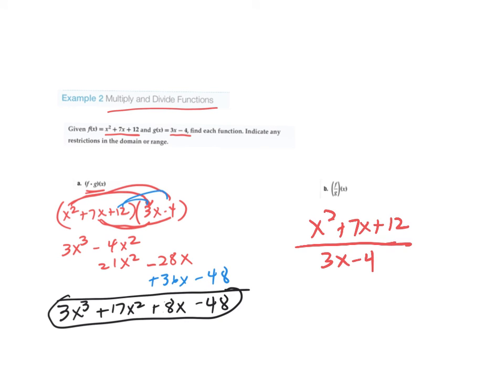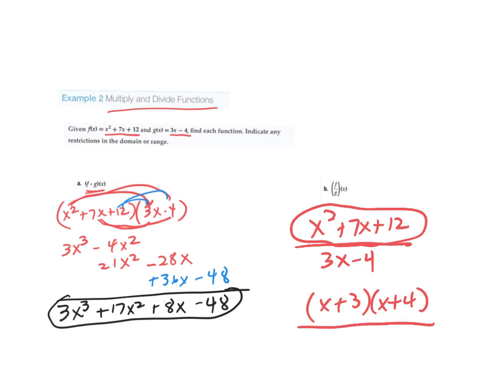To do that, we need to factor if it can be. So can this be factored on top? Which it can. It's x plus 3 times x plus 4. That's the top part. The bottom part can't be factored, so it's just 3x minus 4. If either one of these were exactly the same, then I would cancel them out, and what's left would be my answer. But nothing is, so this ends up being our answer.